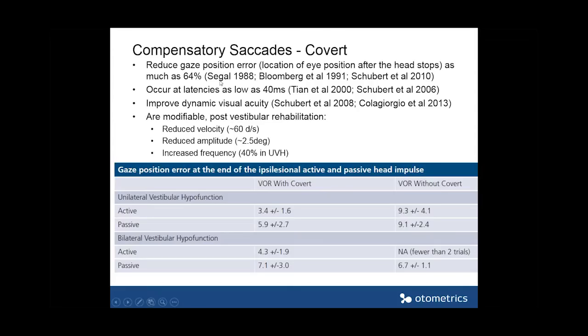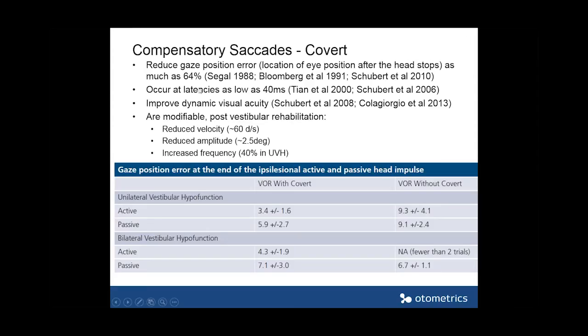There have been numerous studies going back to 1988 that have shown that the presence of these saccades has a functional meaning. They are functionally relevant to get the eye closer to where it should be. The latencies at which these occur have been reported to be as low as 40 milliseconds. Now that is really phenomenal. Latency, again, refers to the onset of the compensatory saccade relative to the onset of the head rotation. So it's the difference between the two.